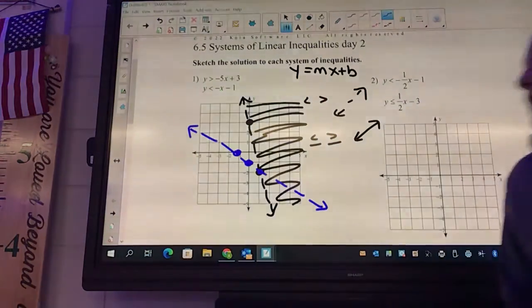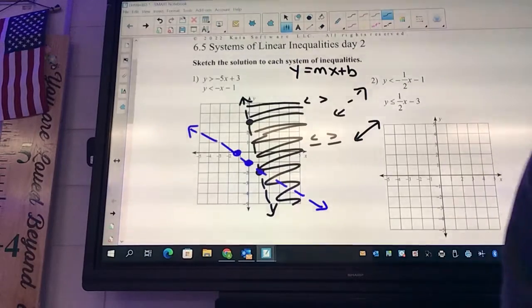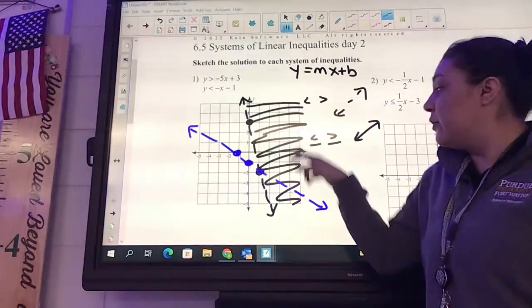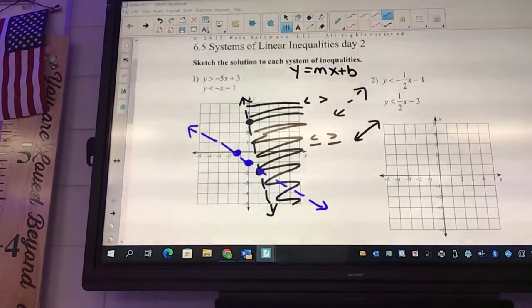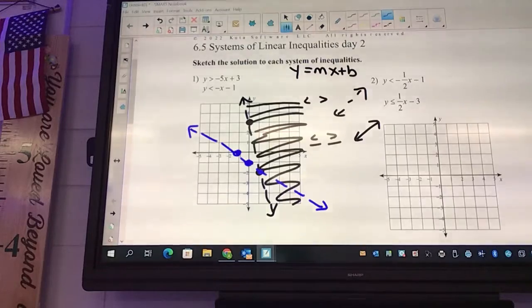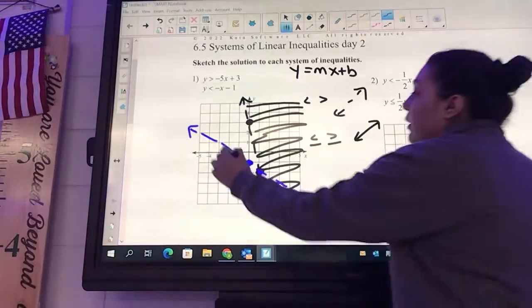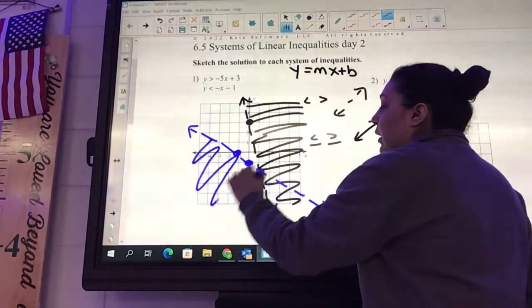On all of these, as we've seen, we had 4 sections yesterday. So we got 1, 2, 3, 4. We got 4 sections, and you should. Okay, the blue one says y is what? Less than. So are you going to shade above or below the blue line? Below. So all this is going to get shaded below the blue line.